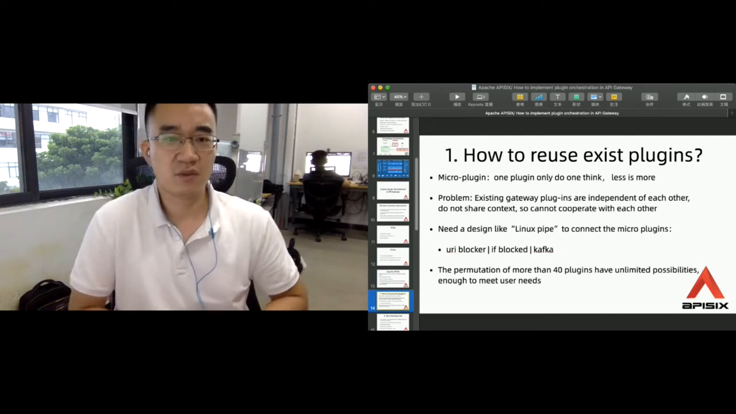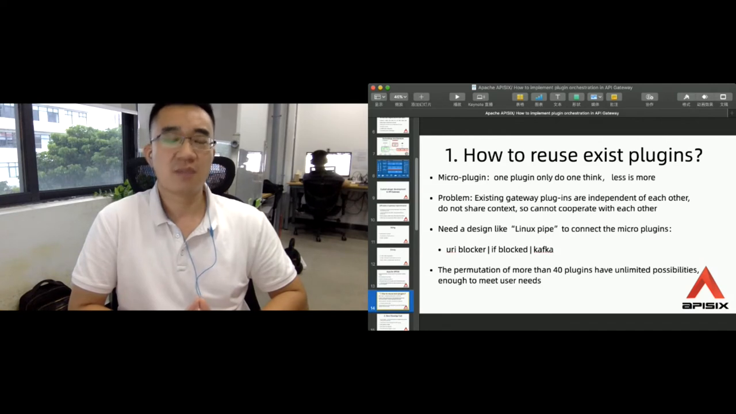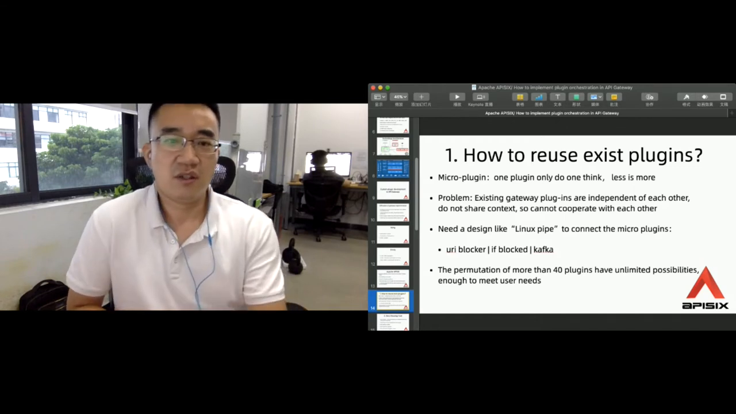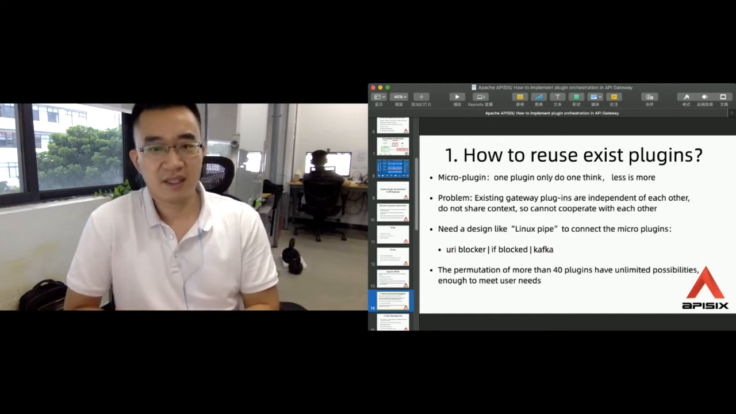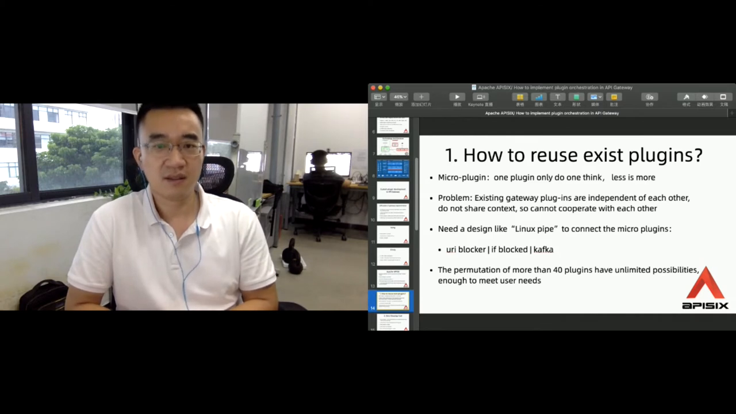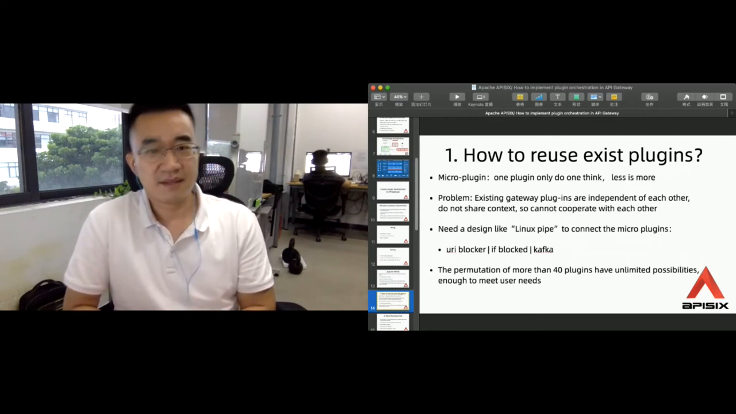Each plugin only does an independent feature. Then we need to design something similar to a Linux pipe to connect these micro plugins. For example, I first call a URI block plugin. After this call is finished, I will judge whether the URI is really blocked. If it is blocked, then continue to call another Kafka plugin. Using this method, these plugins can be connected.